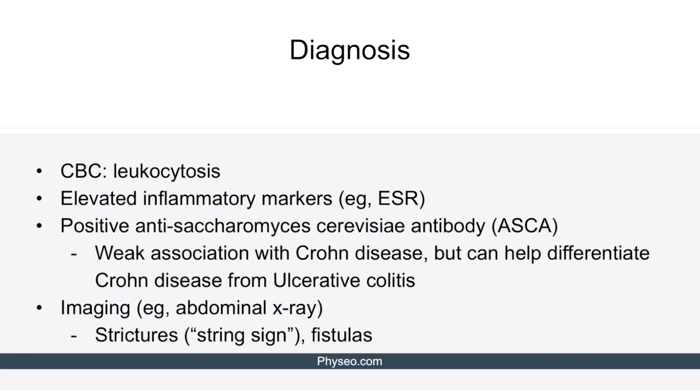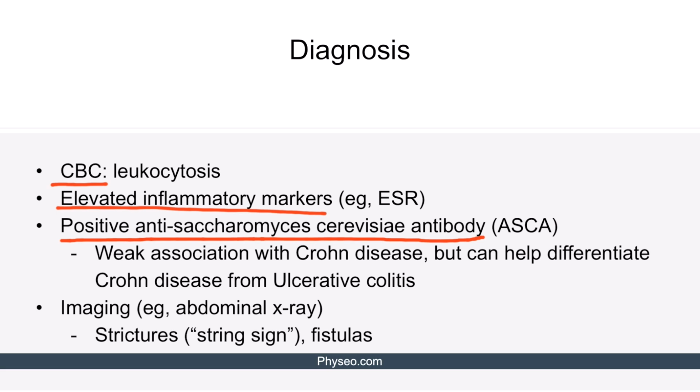Diagnosing Crohn disease begins by recognizing the clinical signs and symptoms. Complete blood count typically shows leukocytosis. Elevated inflammatory markers such as an elevated erythrocyte sedimentation rate are also a potential but nonspecific finding. A positive anti-Saccharomyces cerevisiae antibody, or ASCA, is associated with Crohn disease.